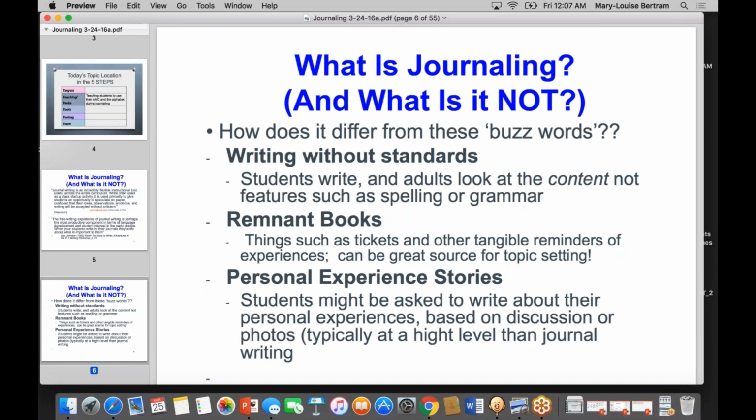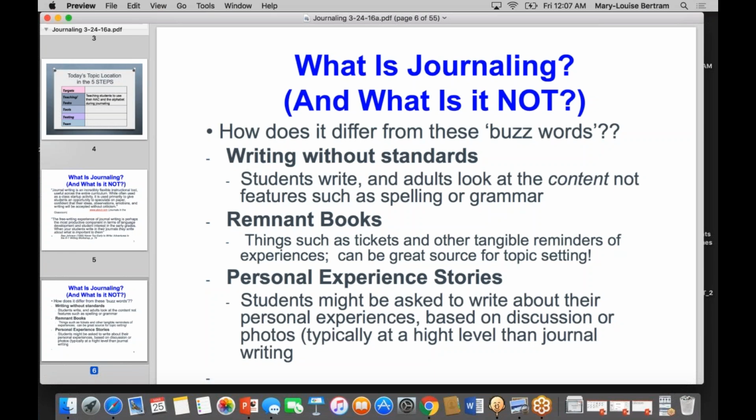We know that so many of our students use remnant books so beautifully as conversation starters, as reminders of really special things. A remnant book might have a ticket from a movie you went to, or a leaf from the day that you went walking, or a hospital bracelet because you had to be in the hospital and you want people to know about this. It's a great reminder of experiences, good and bad, that the students might want to talk about. And it's a great topic setter for writing too.